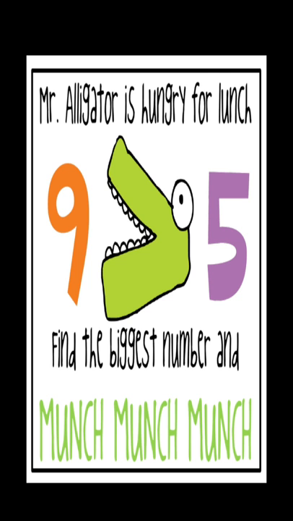Now look at this one. Mr. Alligator is hungry for lunch. Find the biggest number and munch, munch, munch. Earlier 3, do you know alligator is hungry and he wants to eat more food, he wants to eat the greater number, greater quantity. So what he can do, he is having two choices, two numbers. In one side he is having number 9 and number 5 in other side. Now he wants to eat the biggest number, the greater number.